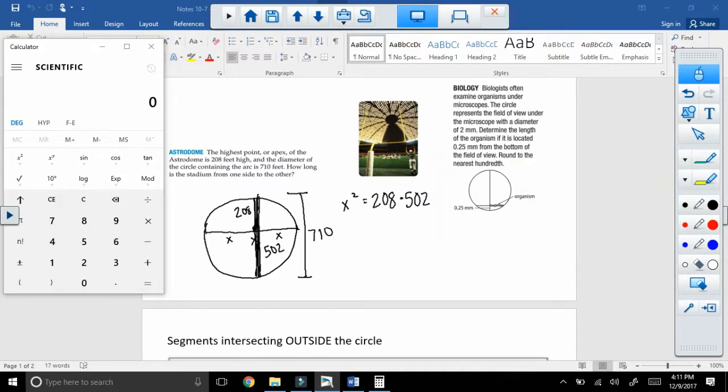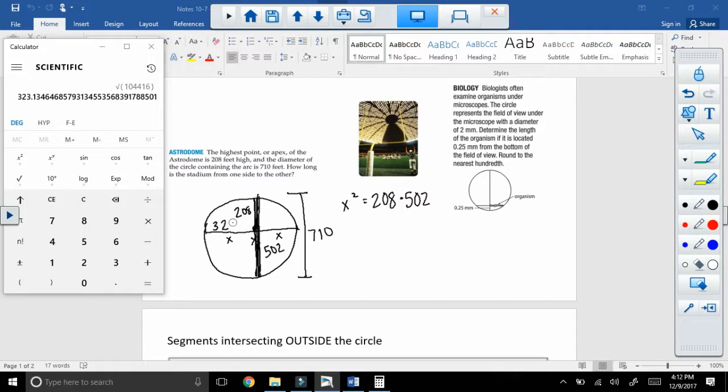So I'll go over to my calculator. 208 times 502 is this number here. I'm not even going to bother to write that down. I'm just going to take the square root of that number, and this is how long this part is.